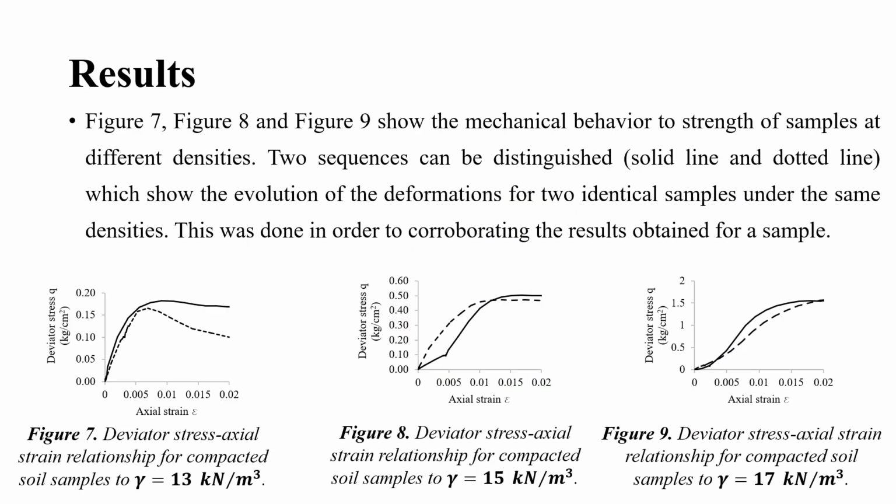And figure 9 represents the mechanical behavior of the samples at different densities. We can see a continuous line and a dotted line that were developed in order to confirm that the tests were correctly done. These two series of lines on each figure were performed only for the purpose of identifying whether the test was correctly being done.